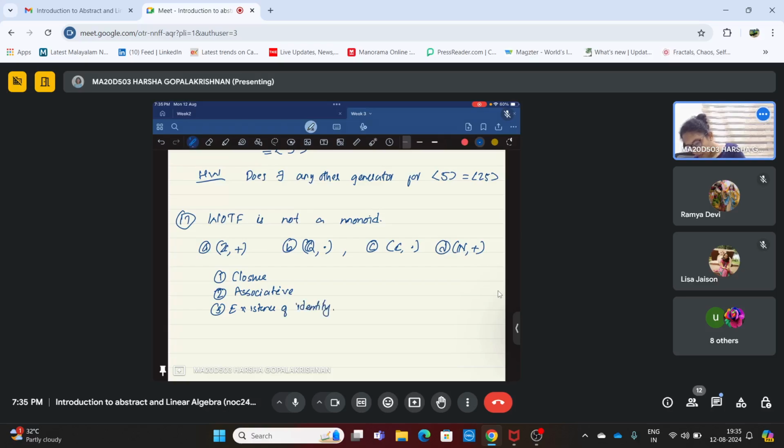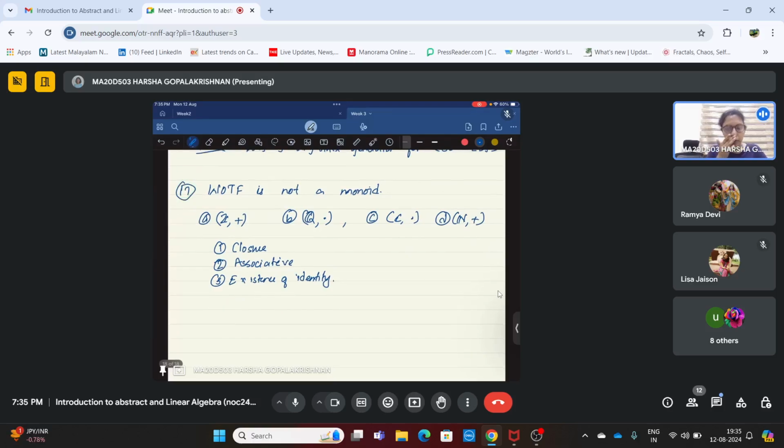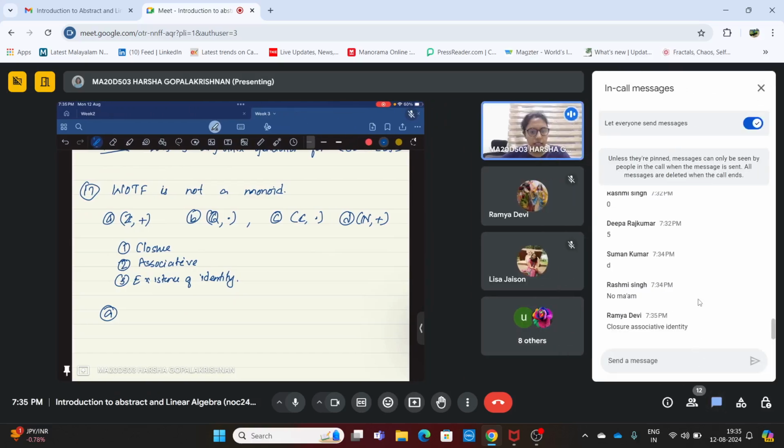So the question is, which one is not a monoid? Let's see the first option A. Z under addition: is this closed? For Z, closure is satisfied, right? If I am adding two integers, again we will get an integer only. And associativity is also very clear, because A plus B plus C or A plus B plus C, both are the same. So closure property is satisfied, associativity is satisfied. And what about the identity here?